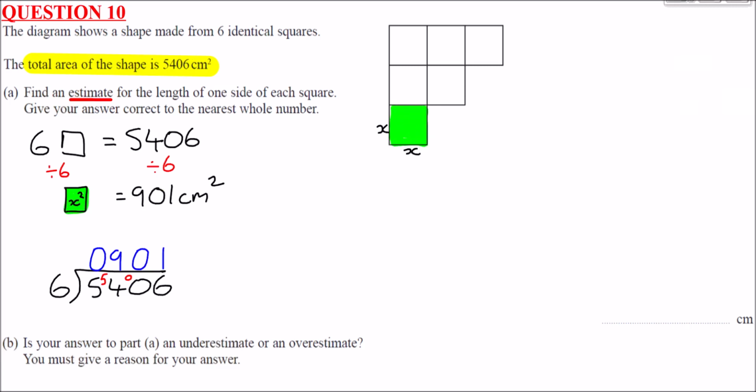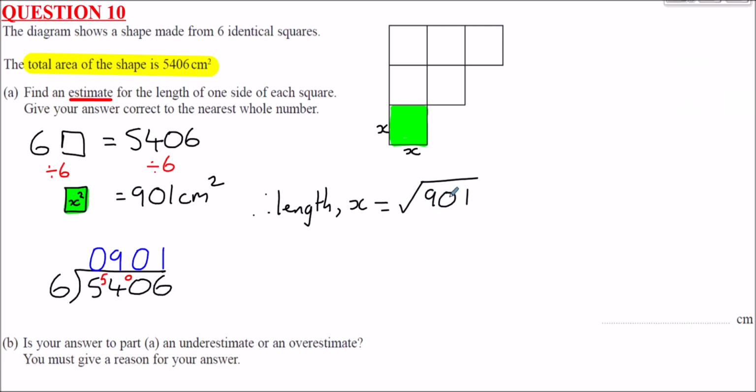So if x squared is 901, then the length of one side, therefore the length x, will be the square root of 901. What on earth times by itself gives us 901? That's just really hard, but then we need to remember it's an estimate. So we're allowed to round the numbers ever so slightly. 901, I can't think of a number myself. Honestly, I don't know what number times by itself gives us 901.